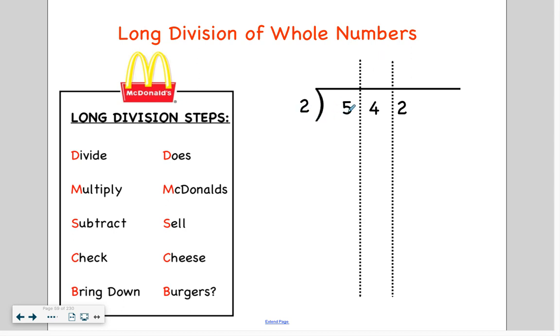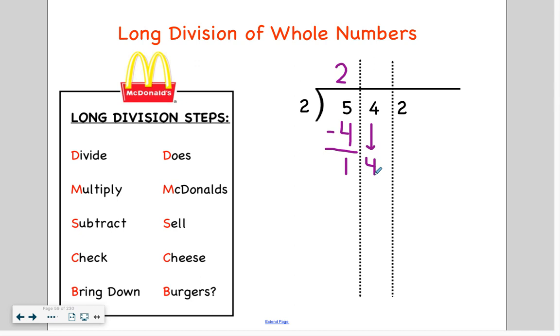2 goes into 5 how many times without going over? Well, 2 goes into 5 2 times, because 2 times 2 is 4, and that's less than 5. If we had chosen 3, 2 times 3 is 6, and that would be too much. Multiply. 2 times 2 is 4. Subtract. 5 minus 4 is 1. Check. Is 1 less than 2? Yes.